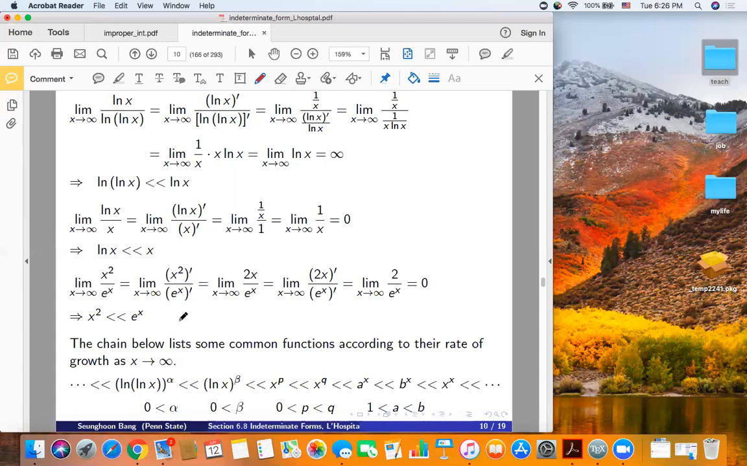So one example here. The limit as x approaches infinity of ln of x to the 100 over square root of x. What is the answer? Could you write the answer of this question? Do you have any idea?